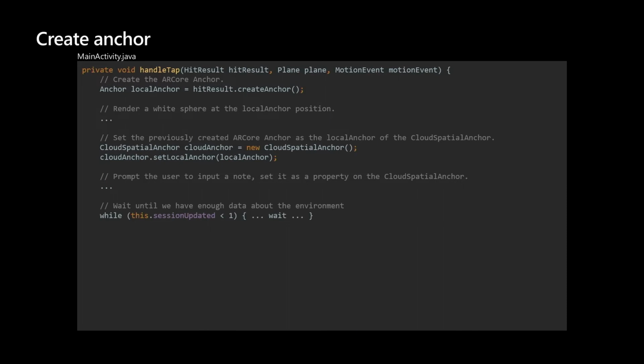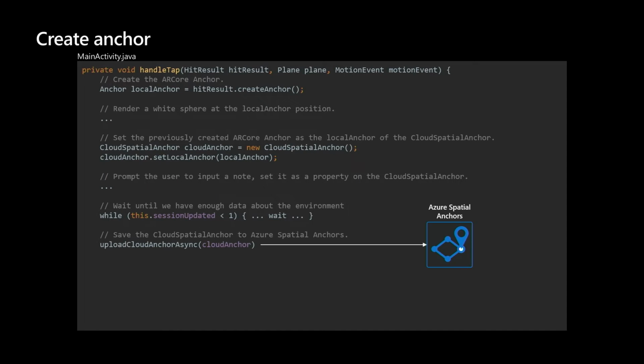Next, we're going to wait until we have enough data about the environment. So when I talked about that handshake, that here's camera frames, give us back a number, we're waiting until we get above 1, so we know enough about the environment. Once we get to there, we can save it to Azure Spatial Anchors. So we're going to save it and wait for a callback. That callback will have the Cloud Spatial Anchor with an ID assigned.